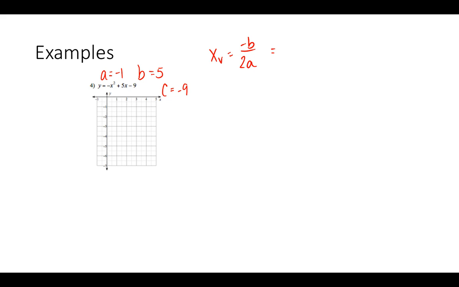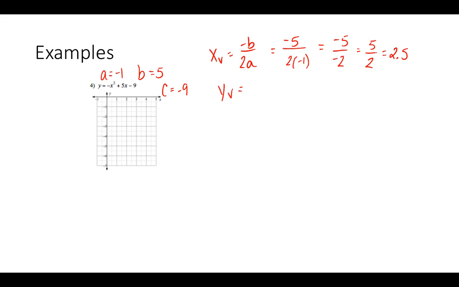So when I go ahead and plug in, I have the opposite of b, so -5 over 2 times a, which is -1. So -5 over -2, that's going to be +5 halves. And so when you run into something like this, you may want to change it to a decimal. Typically in this class, we're not going to give decimal values, but this is really the same as saying 2.5. Just for graphing purposes, we want to have an idea as to where that's going to be.